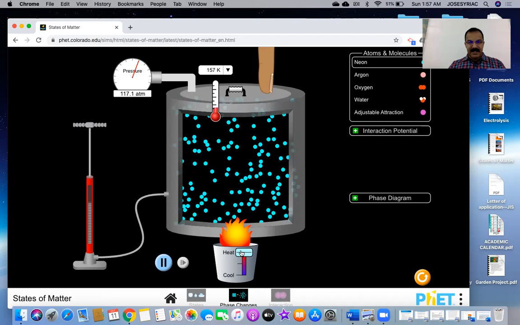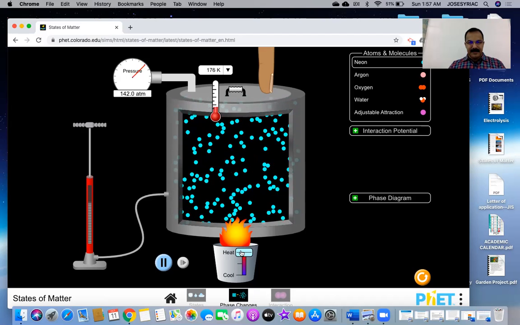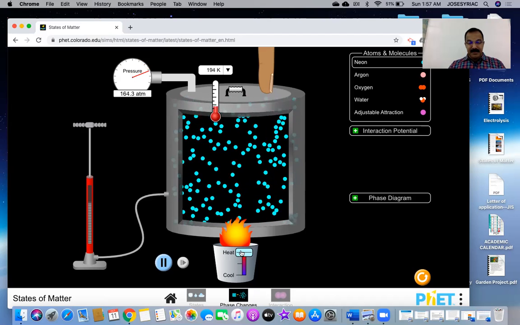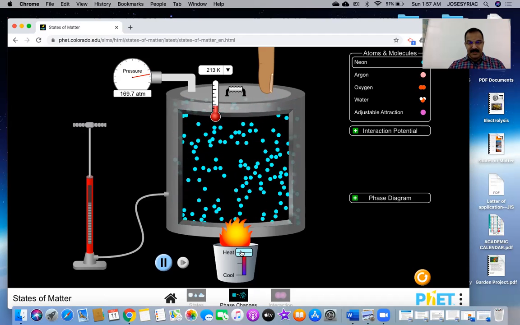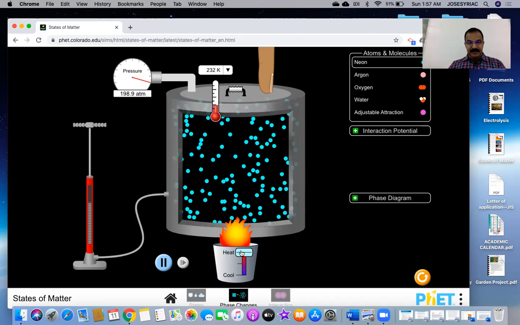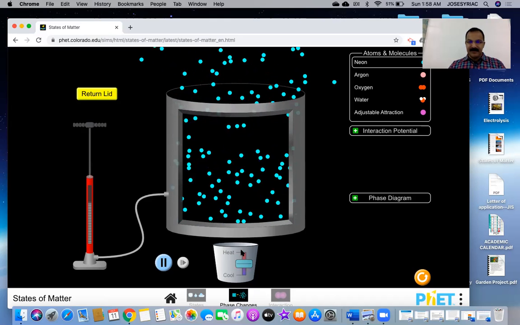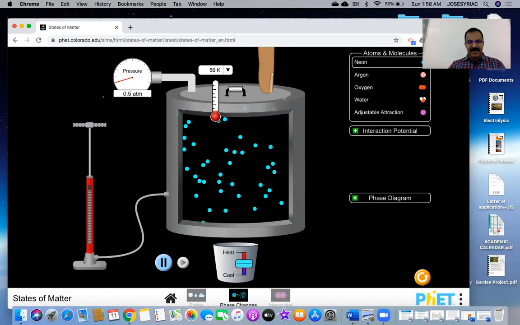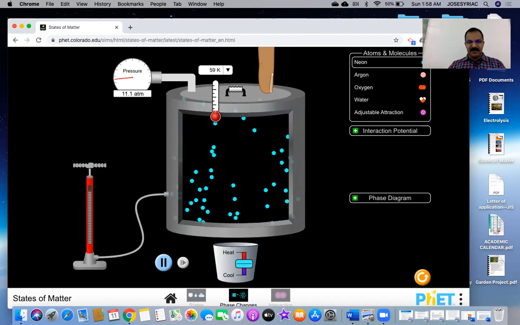And let us see. Pressure is increasing again because we are heating and the molecules are moving faster. That's why pressure is increasing. They are colliding, they are hitting the walls of the container. The lid is gone off because of the huge pressure. We can do the return of lid. Molecules have already escaped. So if you want more molecules, you can pump in more molecules.